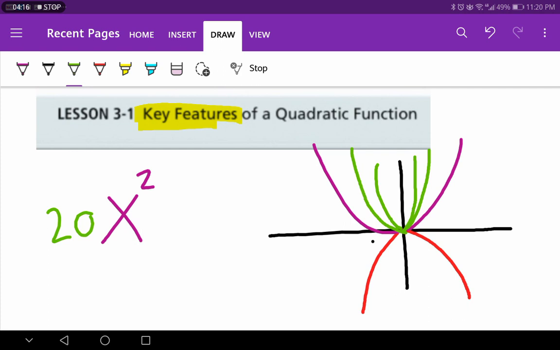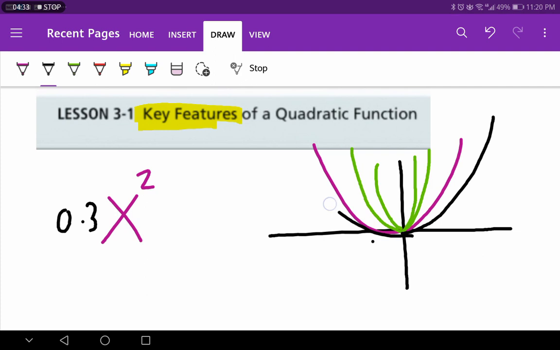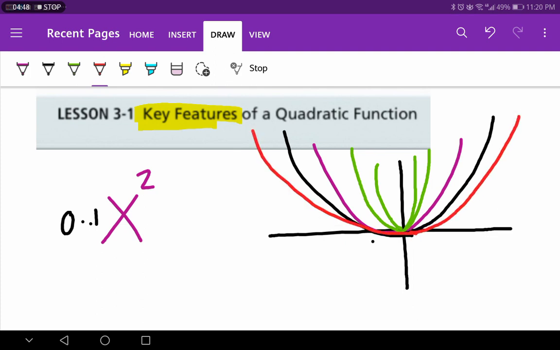Okay, teacher, what if this is less than 1? For example 0.3. It will be wider like this. And if it is smaller than 0.3, like 0.1, it will be even wider. Now you know the relation.